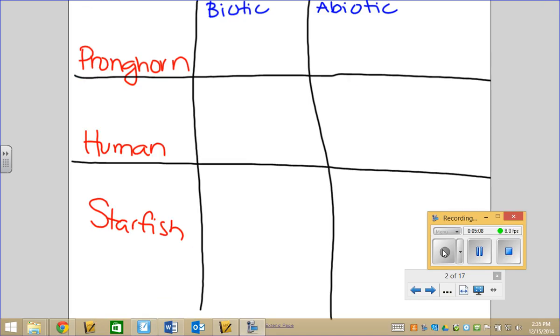So we'll start with the pronghorn. Let's start over on this side of the room. Cassidy, why don't you give me one of your biotic factors?